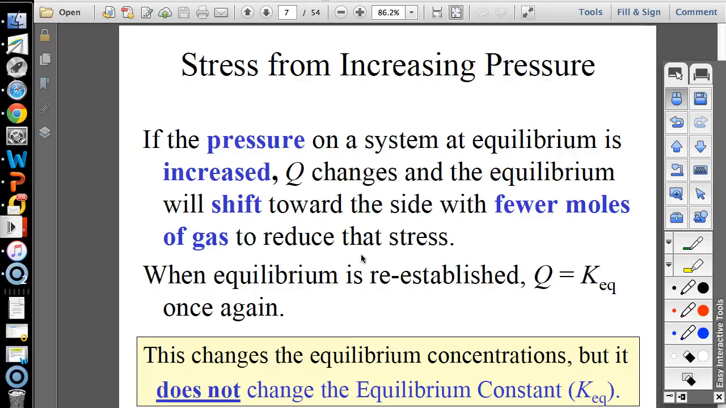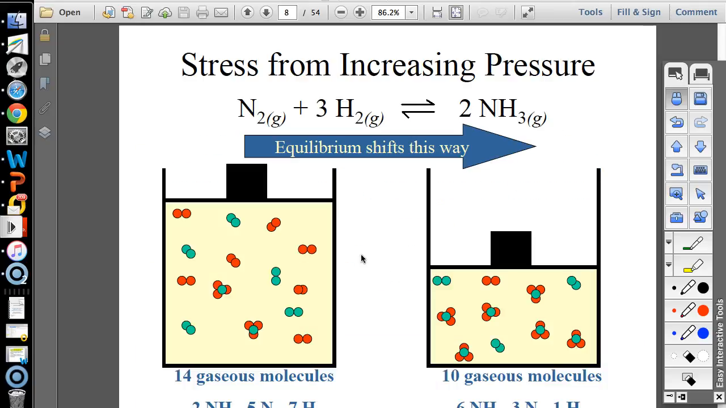So good, yes. All right, so if I add pressure on a system at equilibrium, Q is going to change. And once it's reestablished, though, Q will equal K eq once again. This changes equilibrium concentrations, but it does not change the value of K eq. Okay? Only temperature does that. I'm going to say that a lot, and I don't care.